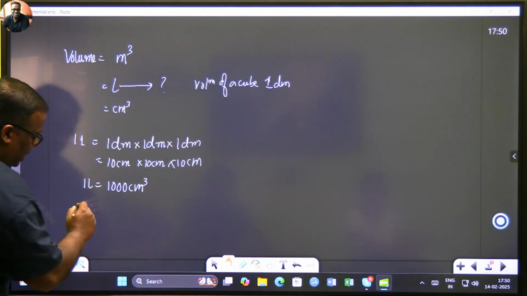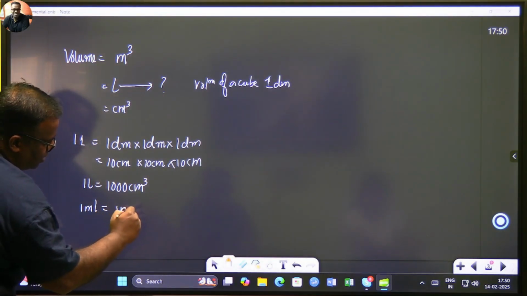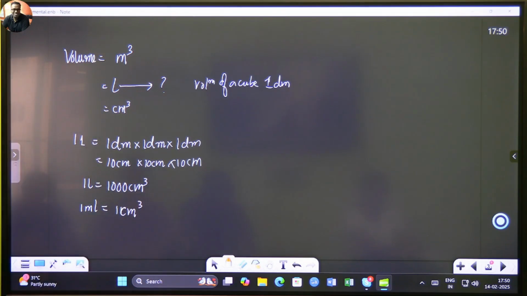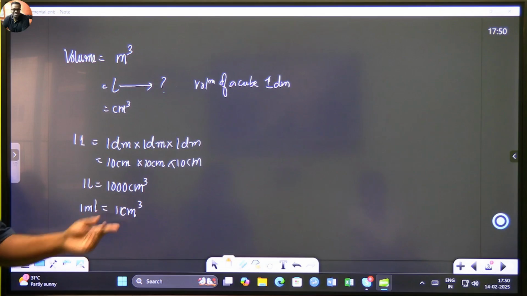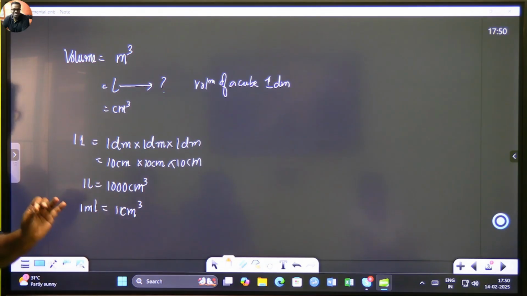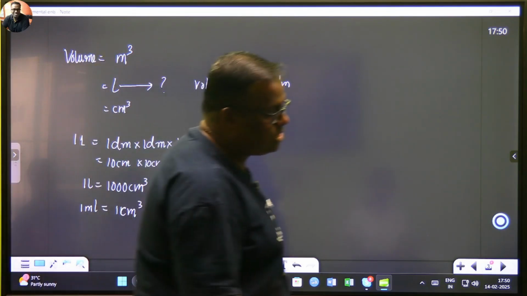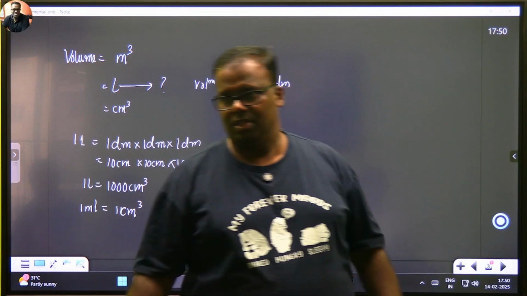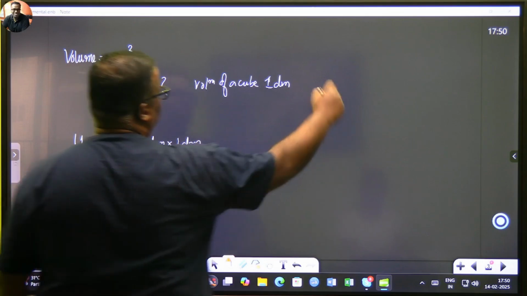Which gives me that if I measure in milliliter, it should be 1 centimeter cube. 1 milliliter is 1 centimeter cube. 1 milliliter means liter divided by 1000, and this one also divided by 1000. Is this clear or not? A liter is the volume of a cube whose edge is 1 dm. Agreed? Okay.